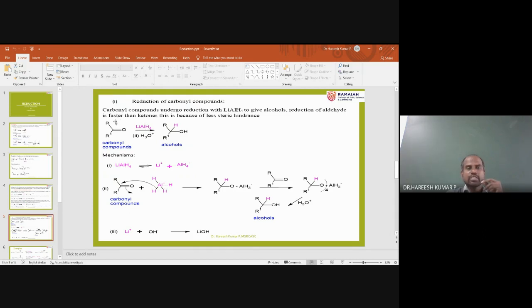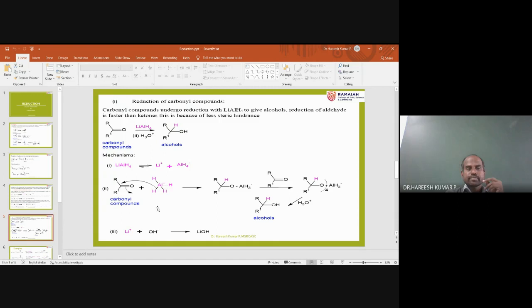So H minus will add to this carbon. If H minus is attacking here, then this bond pair will pick up a proton. So that means a carbonyl compound is converted into alcohols. If we look into the mechanism, here I mentioned lithium aluminum hydride will be in equilibrium with lithium plus and AlH4 minus anion.